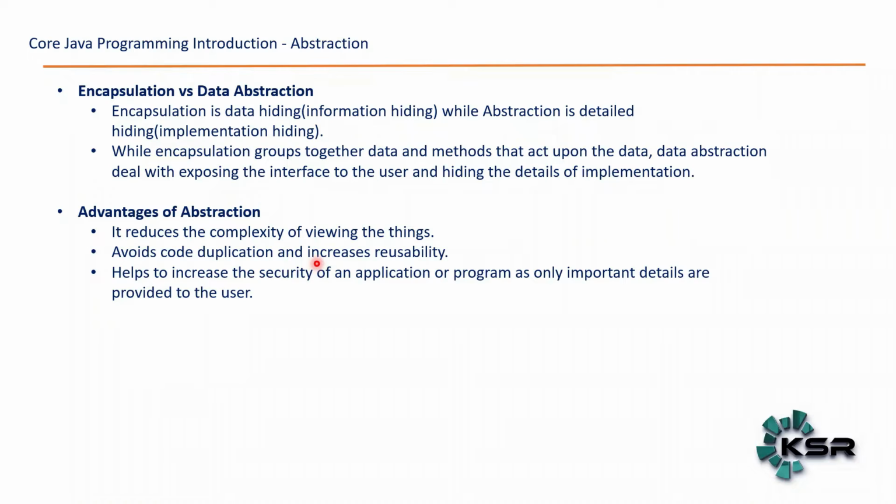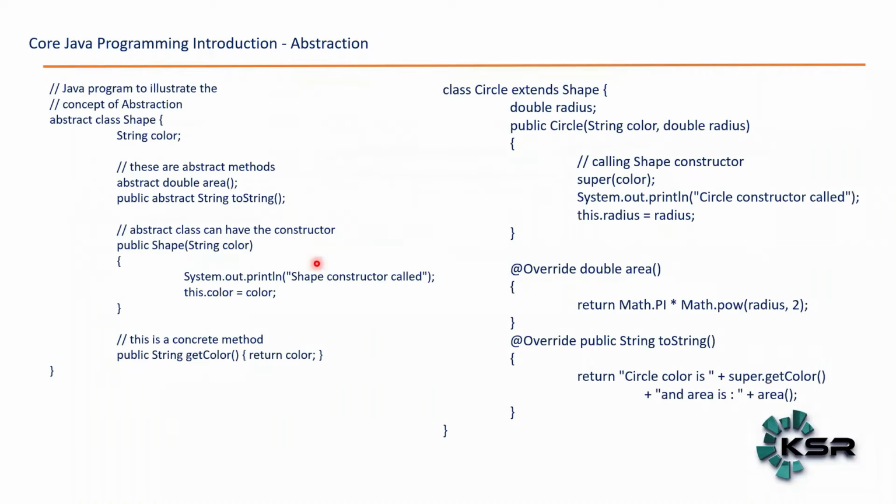And because of this, it is secure also. If somebody is calling it, it won't have access because it is defined only within that particular parent class, child class. Here we have seen this particular example: I have an abstract class Shape. In that I have an abstract method and I'm not defining it here. In my child class, I am defining it.